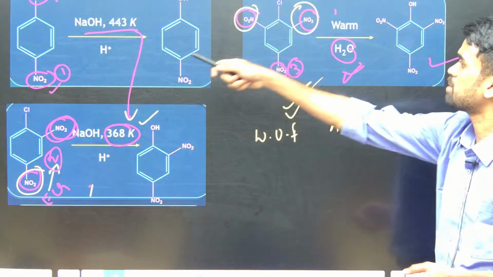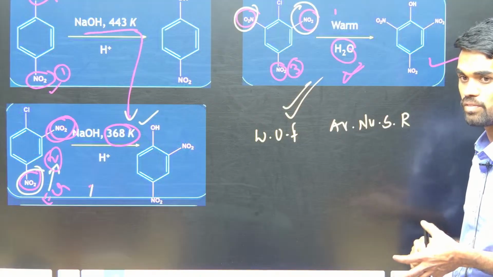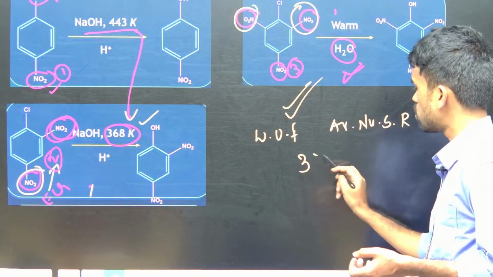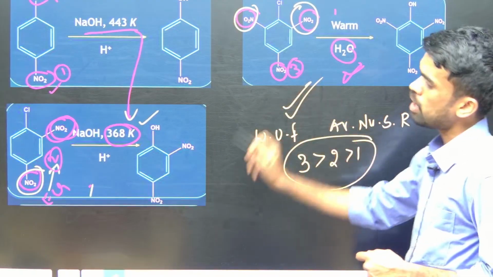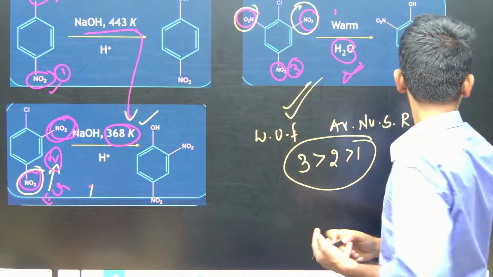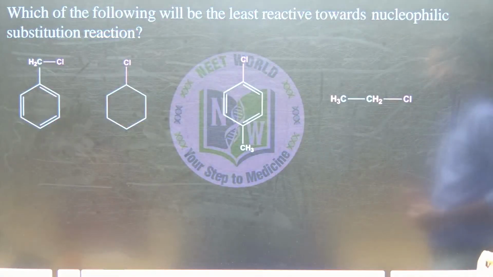Out of these three substrates, which is more reactive towards aromatic nucleophilic substitution, they will ask. So 3 is more reactive, next 2, then 1, that's it. It depends on the factor we are saying, the number of electron withdrawing groups. Okay, that's it. We will come back to this electron withdrawing effect.